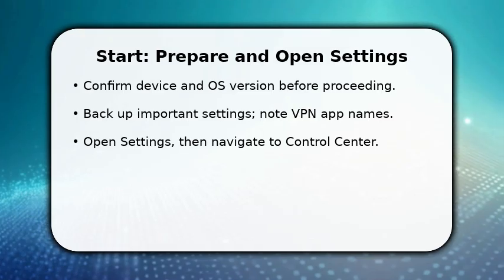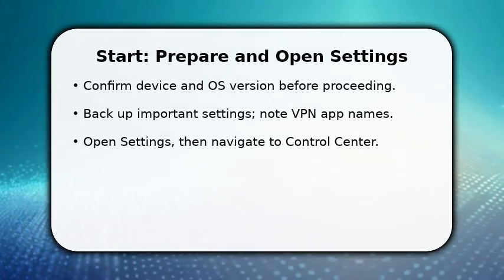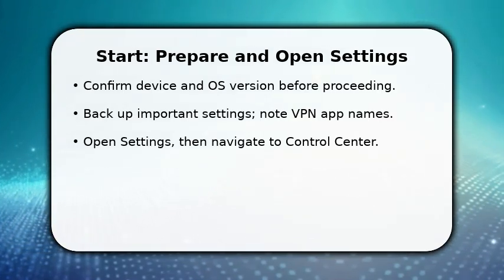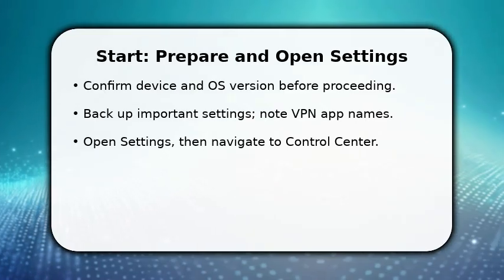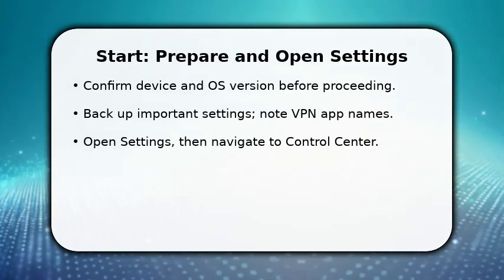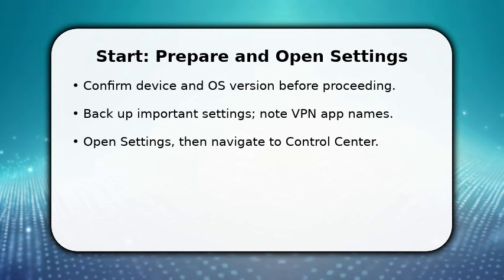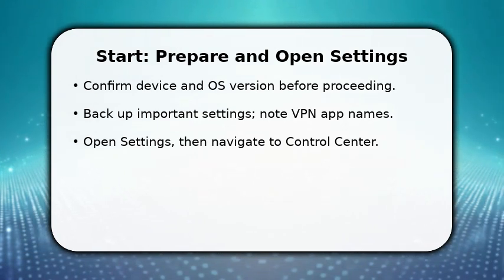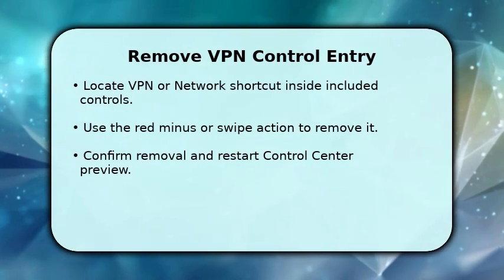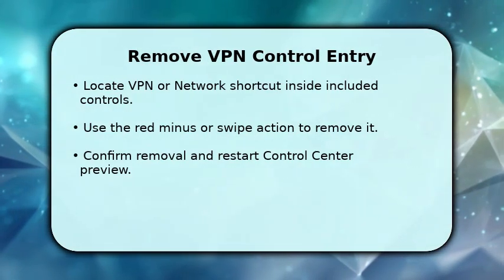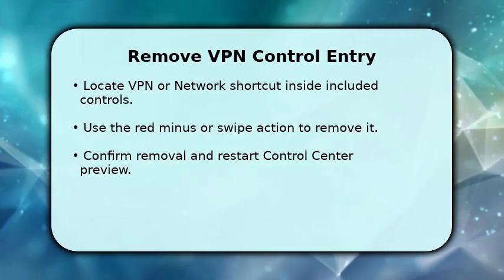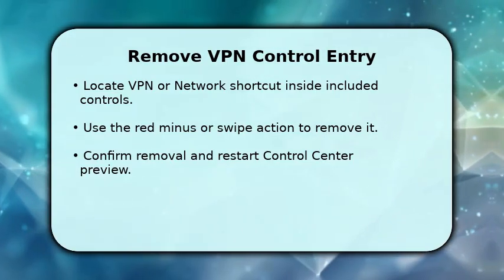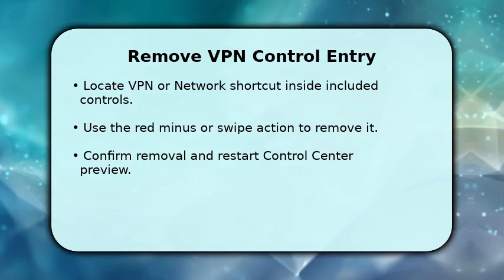Tap Customize Controls or the equivalent on your OS. This first move exposes the list of active and available controls, so you can remove the VPN toggle safely without touching unrelated shortcuts. Once inside Customize Controls, scan the included list for VPN, network, or any shortcut labeled with the VPN app. This is the control you'll remove.